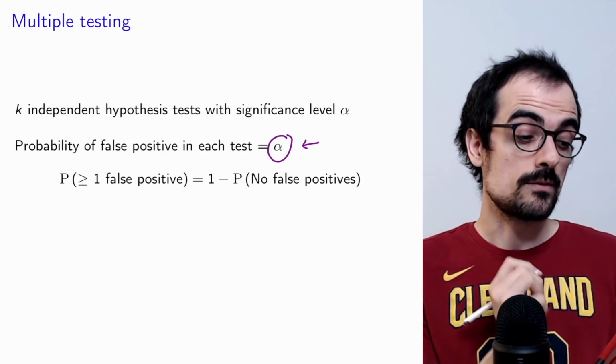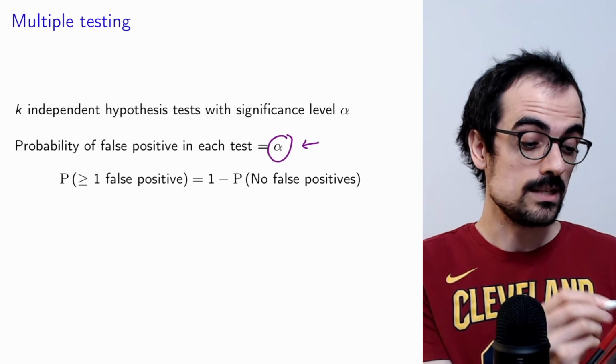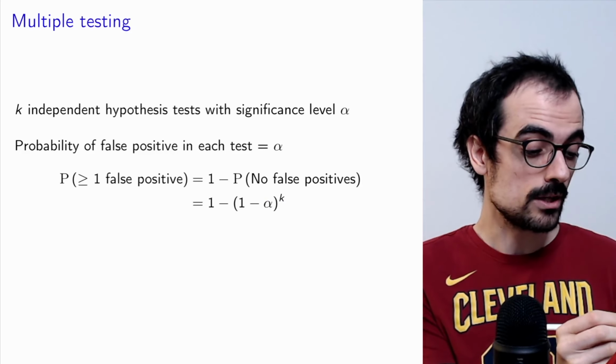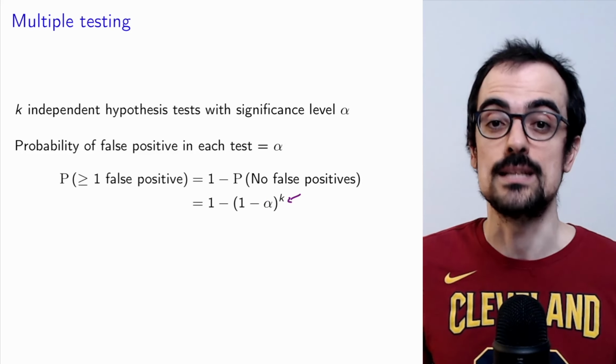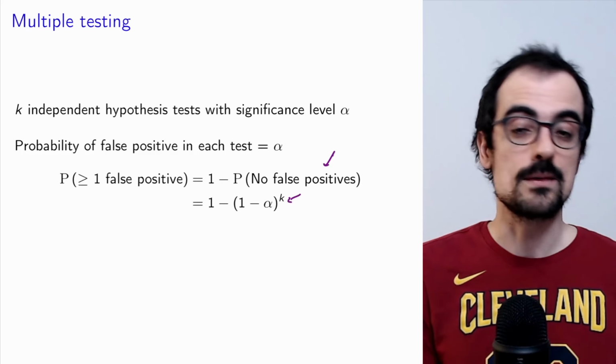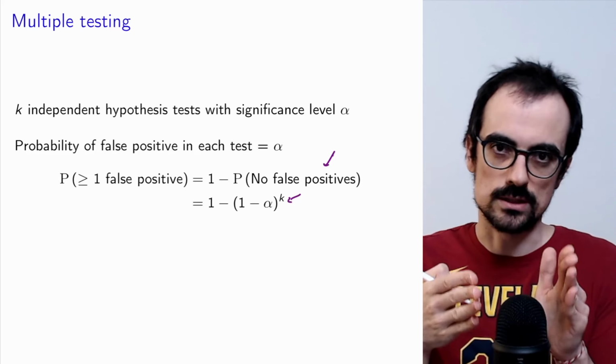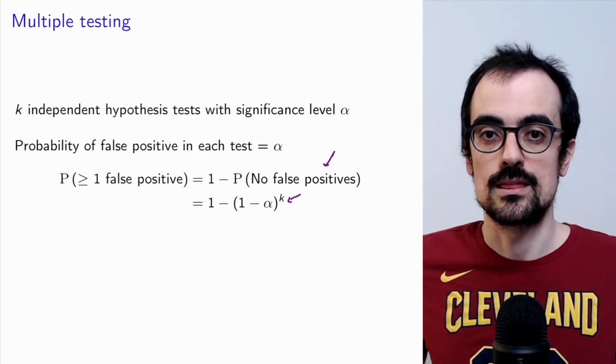Then if the probability of a false positive in each test is alpha, this guy is 1 minus alpha, right? So we get (1 minus alpha) to the k because we have k tests and they're independent. So we can just multiply the probabilities that there's no false positive in the first one, no false positive in the second one, up to the kth one.